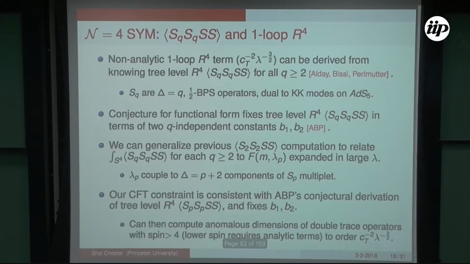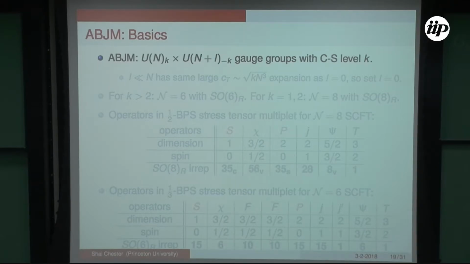And so now that you know B1 and B2, this means that you can actually compute anomalous dimensions of double trace operators to order CT to the -2, lambda to the -3/2. So this is beyond the planar limit, beyond supergravity CFT data. You can't do it for all spins, because these are just the non-analytic terms. And to get the lowest few spins, you need to also know the analytic terms. But you can do it for infinite spins. So still very nice. OK, so now we're done with n equals 4 super Yang-Mills.